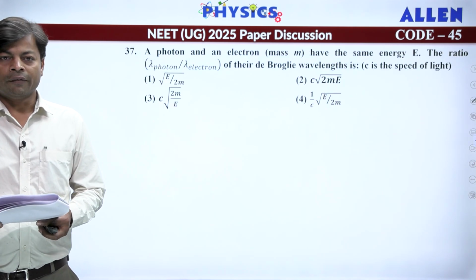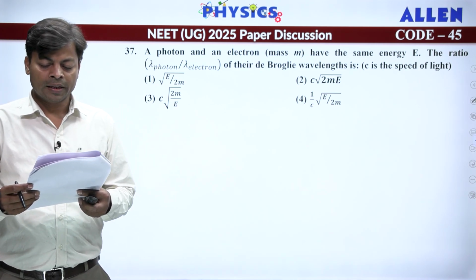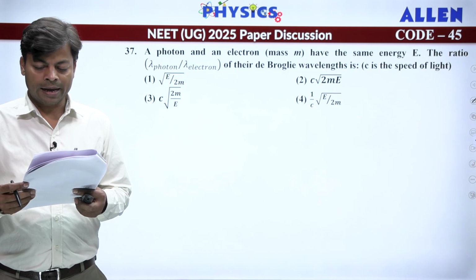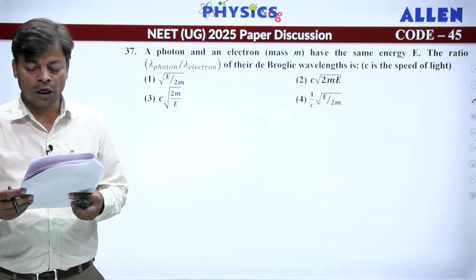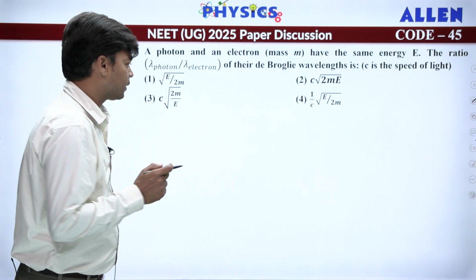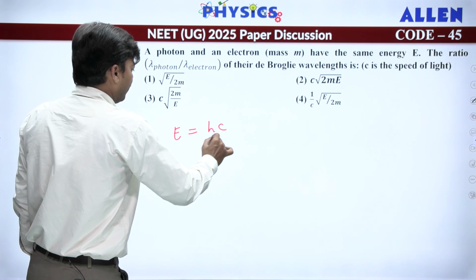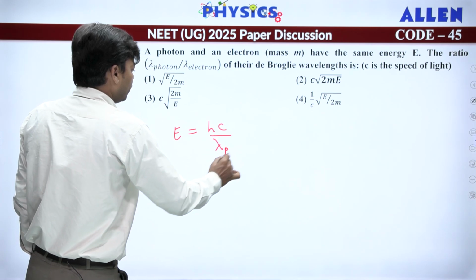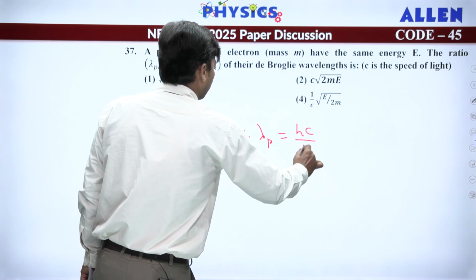We'll do question number 37. Question number 37 talks about a photon and an electron of mass m has same energy E. They're asking the ratio of lambda of photon to lambda of electron. So first, let's write energy of photon is hc by lambda photon. Therefore, lambda photon will be hc by E.